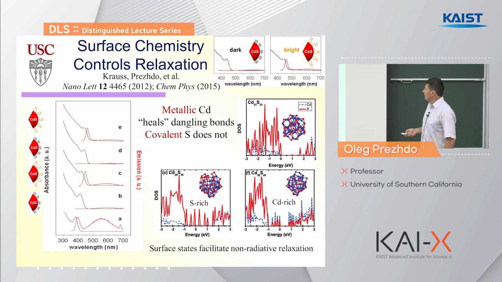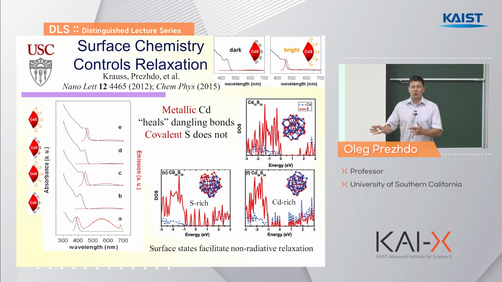And second of all, in sulfur-rich, you have many, many states in the middle, and the electron just relaxes very, very fast. So you don't have enough time to emit light. Everything goes to heat very fast. But in cadmium, you still have some energy gap that's maintained right here. And because of this, electrons don't give energy to heat right away. They can emit light, and that's why cadmium-rich dots can emit light, but non-metal sulfur-rich dots cannot emit light.